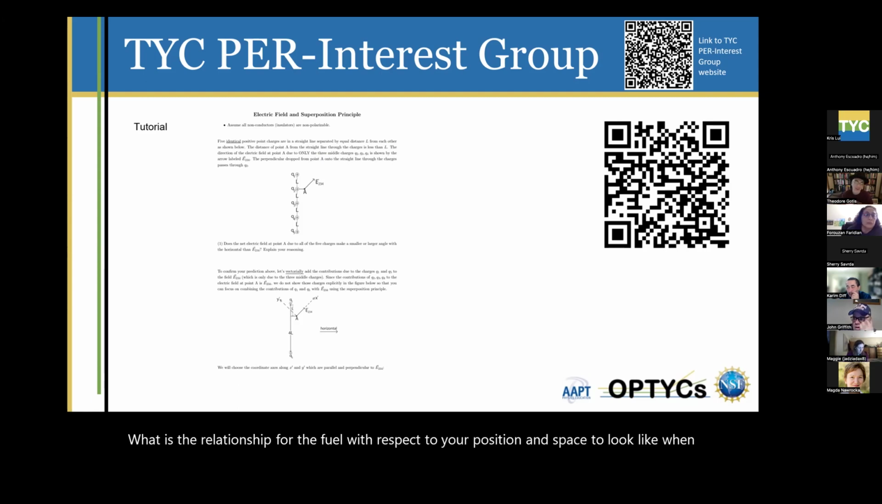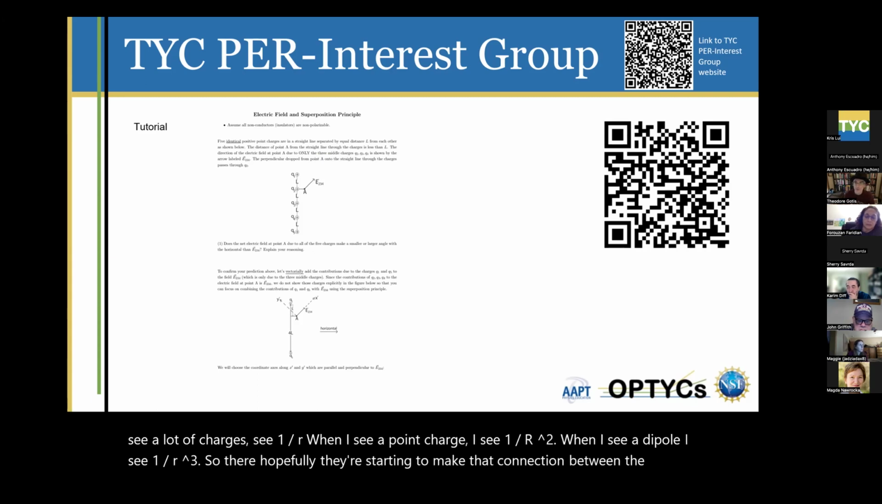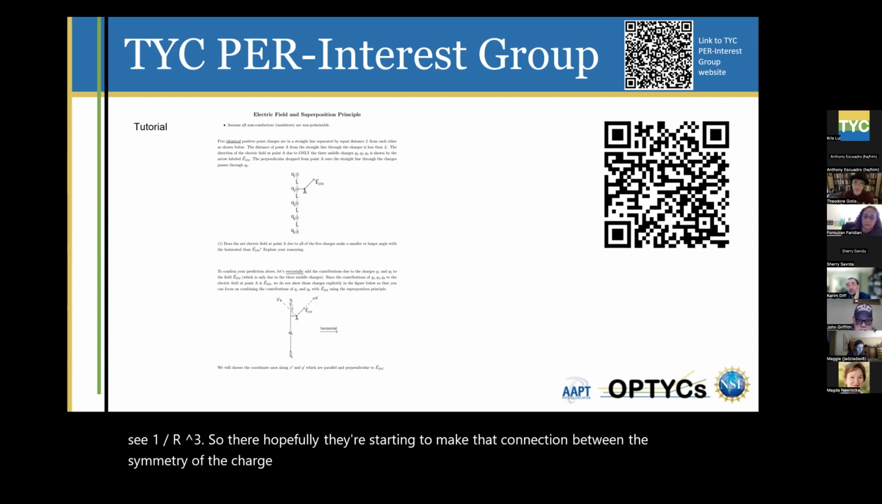So hopefully by the time we get to Gauss's law, they have an idea: oh, when I see a line of charge, I see 1 over r. When I see a point charge, I see 1 over r squared. When I see a dipole, I see 1 over r cubed. And so hopefully they're starting to make that connection between the symmetry of the charge distribution and what kind of relationship you have with distance from that charge distribution.